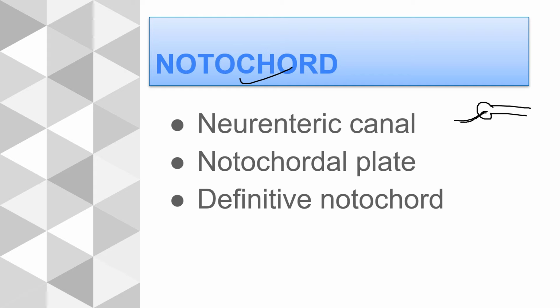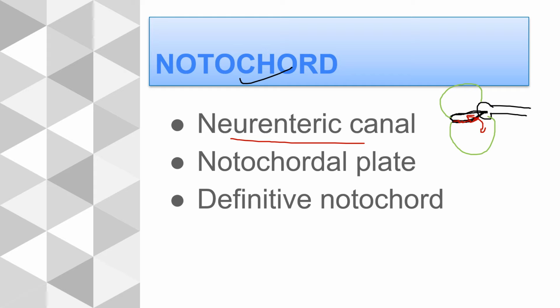Primitive pit enlarges as the notochordal head process with the central canal. So this is called the notochordal process or head process with the central canal. And this is lined above by the amniotic cavity and below by the yolk sac. At one stage, adjoining the yolk sac, this disappears so that communication occurs, and that is called the neurenteric canal.